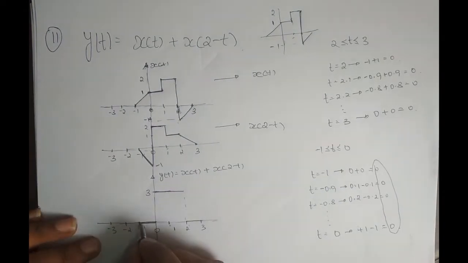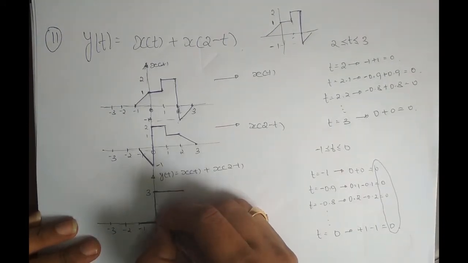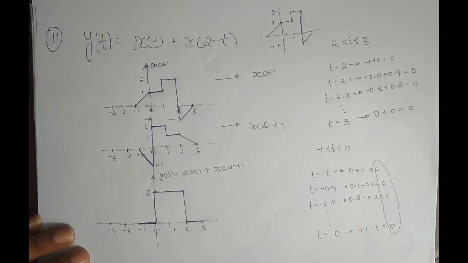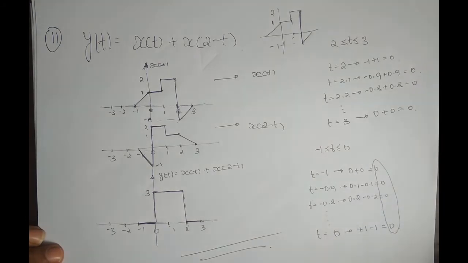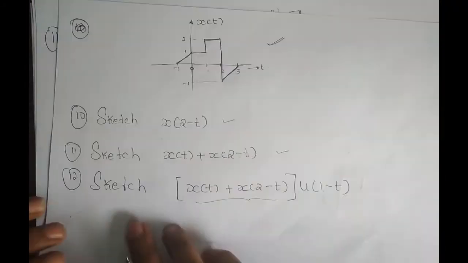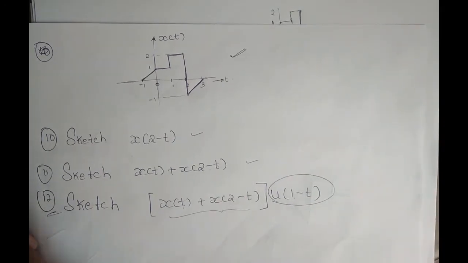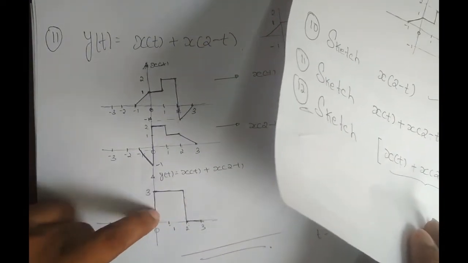Okay. Now basically the signal is like this. Now just for our convenience, we just join this. But the signal is not defined at t is equal to 0 and t is equal to 2. Right. So this is what our x of t plus x of 2 minus t signal looks like. Okay. So next, x of t plus x of 2 minus t, which is this signal, needs to be multiplied with u of 1 minus t. This is our 12th signal sketch. We already have x of t plus x of 2 minus t, no need to plot it again. So this signal has to be multiplied with u of 1 minus t, so that we will try to sketch.